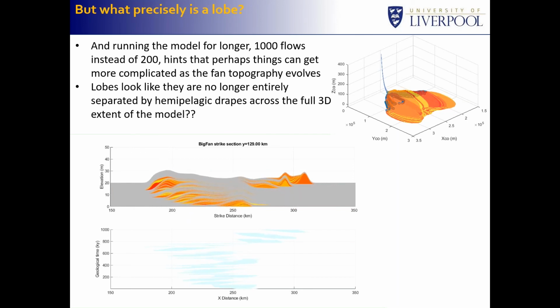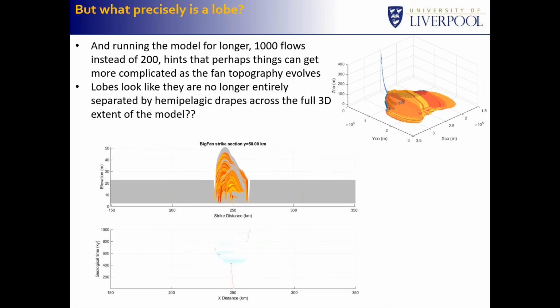Okay, so there's a lot going on here. And remember, it's a reduced complexity model. So this is complexity arising from pretty simple inputs and very simple physics. Okay, because I can't code complicated physics.